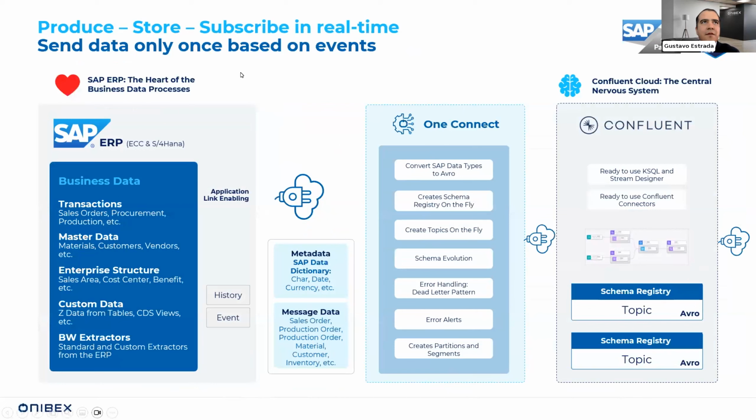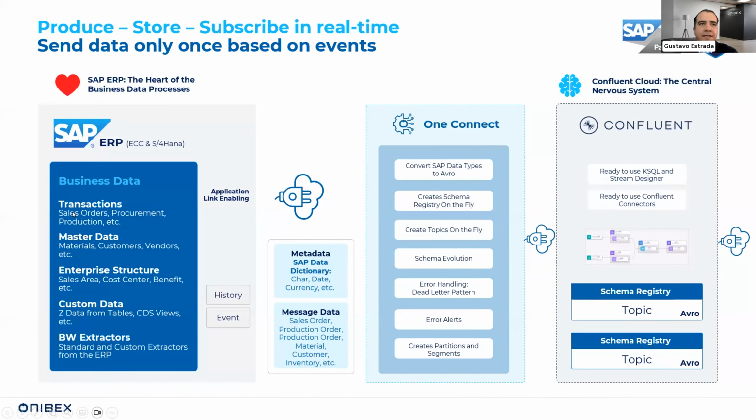So basically, the concept here is that we want to have a producer and subscribers. As we know, Confluent can store the data. So basically, we're sending from SAP the metadata and the data. For what? For sales orders, for procurement, purchase orders, production orders, but also for master data. And we're going to see this in action in a minute.